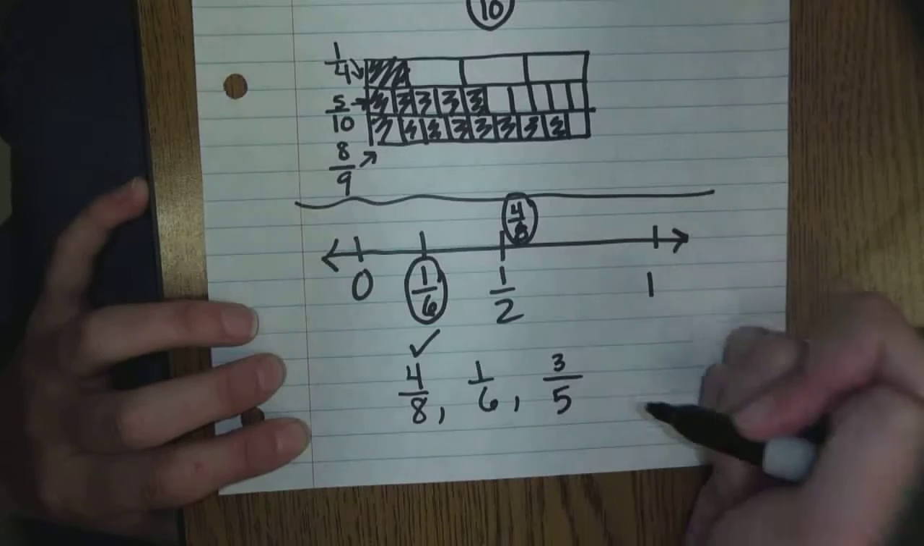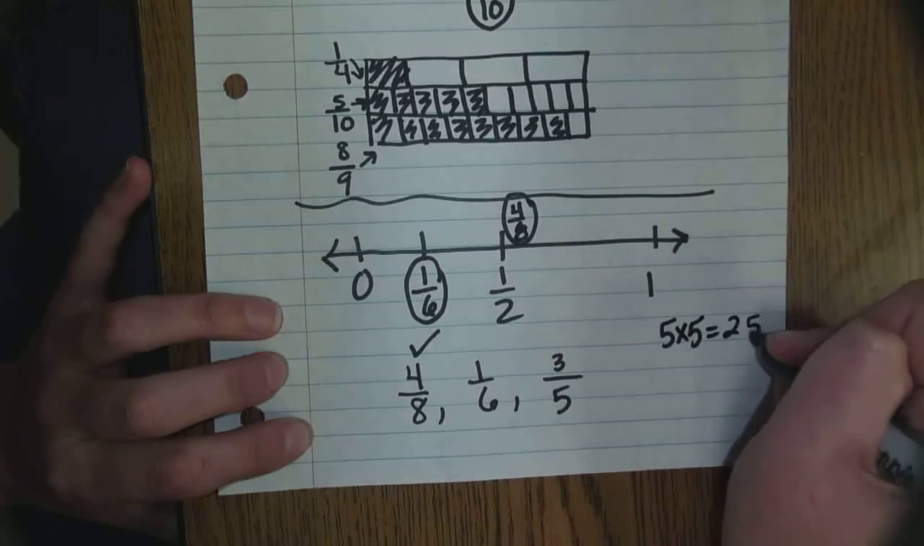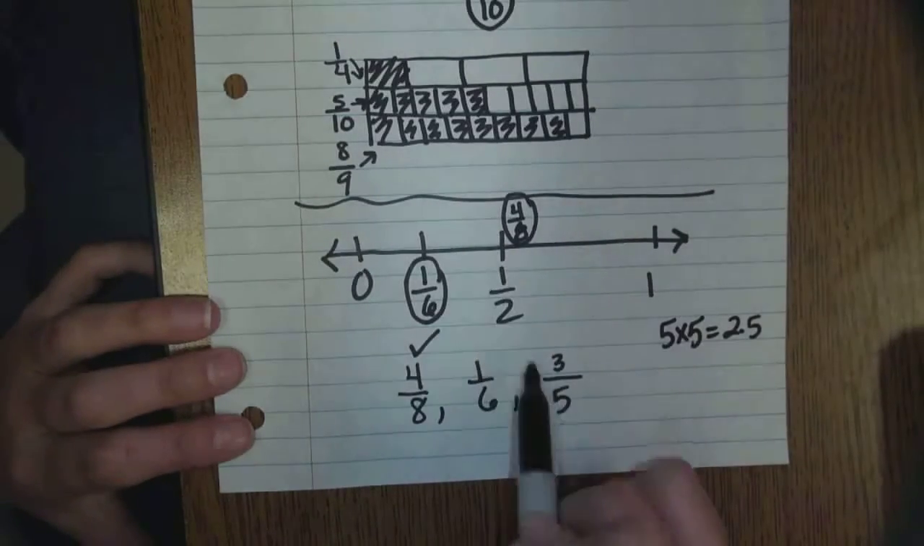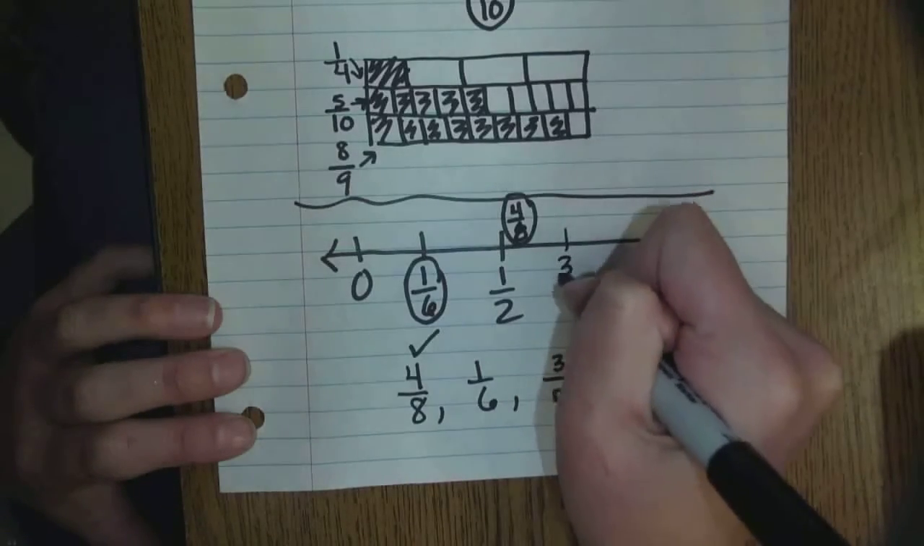Lastly, we have fifths over here. 5 is an odd number, so we do 5 times 5 equals 25. Half line, and that half would be 2.5, and we're at 3/5, so that's slightly bigger than a half, so it's going to come over here.